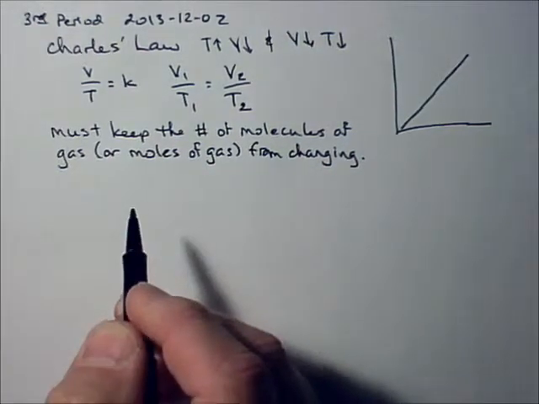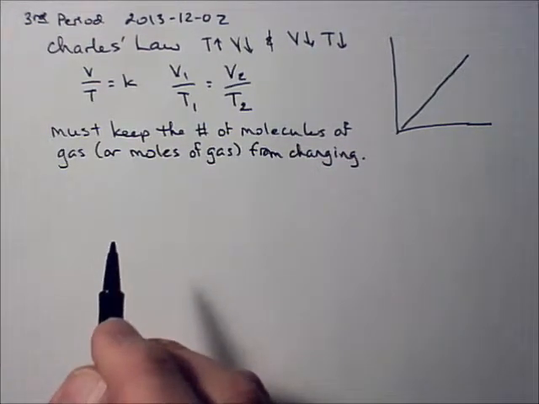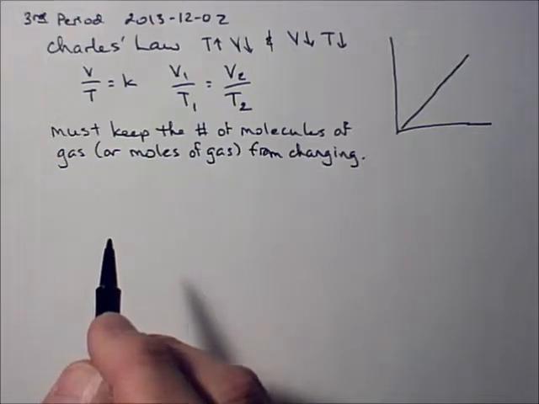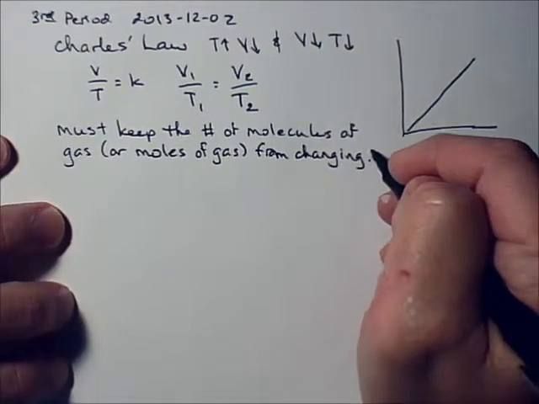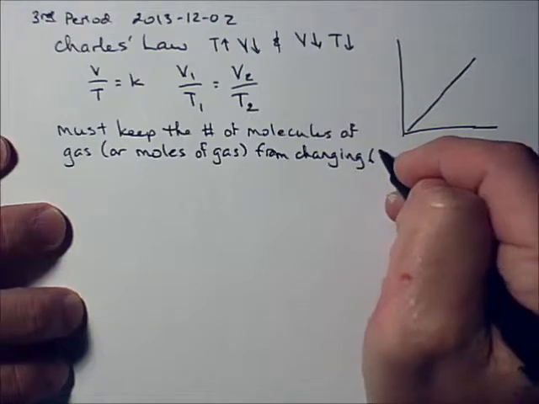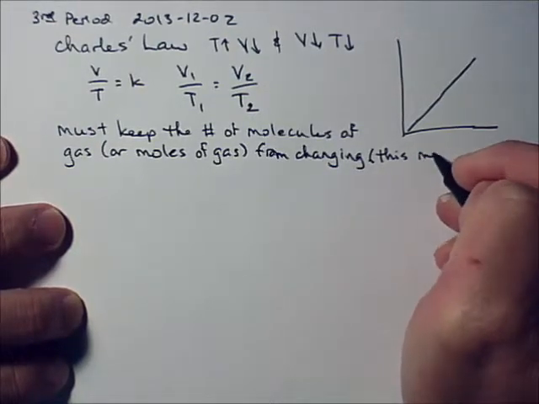Now remember, molecules and moles are not the same thing. But moles are a bunch of molecules. If you have 6.022 times 10 to the 23rd molecules of gas, you've got a mole of gas. Okay? Like a dozen, 12. But a mole is way more than that. So if it's not changing, this means it's a constant.